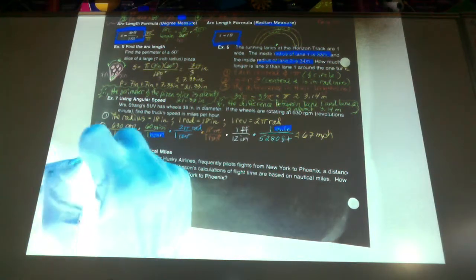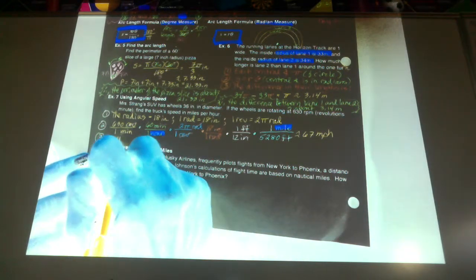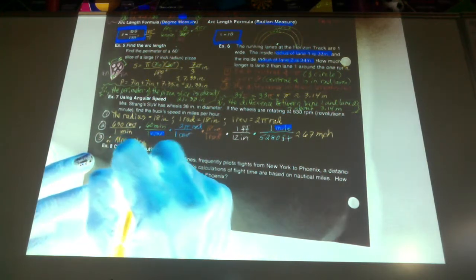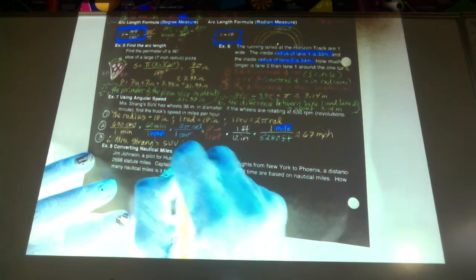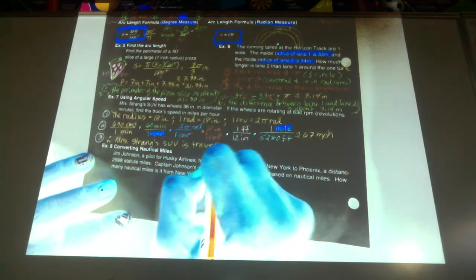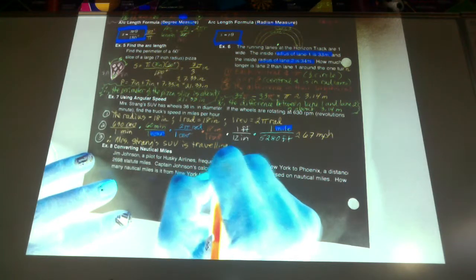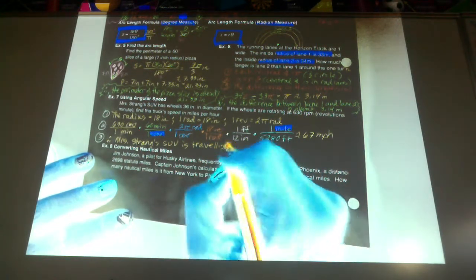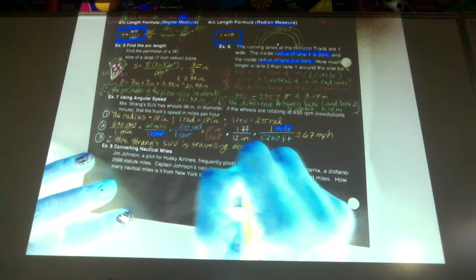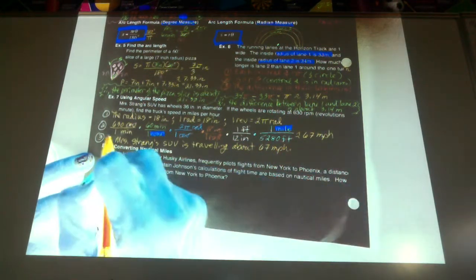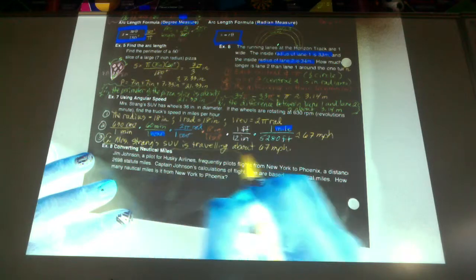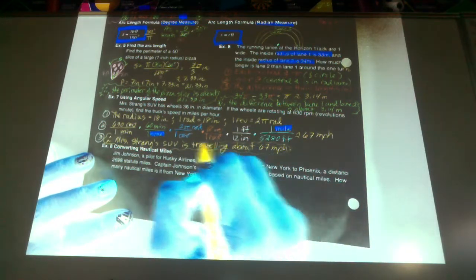Step 3, therefore, Mrs. Stratton's SUV is traveling, somehow I don't think there's 12 in travel. About, I'm a math teacher, oh well, about 67 miles per hour. My mother would recall, she was an English teacher.